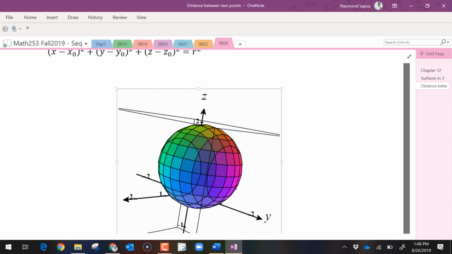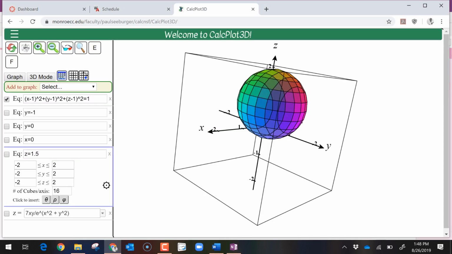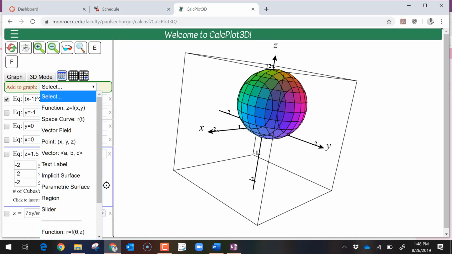But I want you to take advantage of this, try out some things, mess around with the program to see what kinds of things you can draw. There are options for drawing a bunch of things, including points and vectors, which is what we're going to dive into in our next class period. Okay? All right, that's it for today.